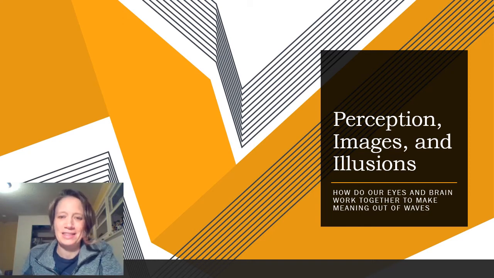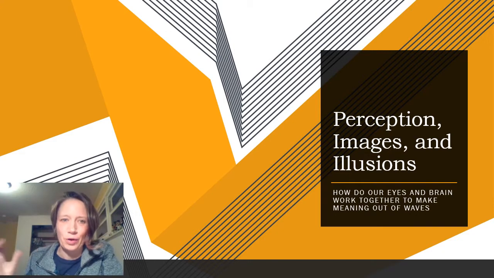I'm Miss Nichols and this lecture is on perception, images, and illusions, answering some big questions about how our eyes and brain work together to make meaning out of all these crazy electromagnetic waves that are flying around us. Incidentally, this is the first lecture from AP Physics 2, so this is also a good opportunity for you to see a taste of what that class feels like and the level of physics that we go into in that class.